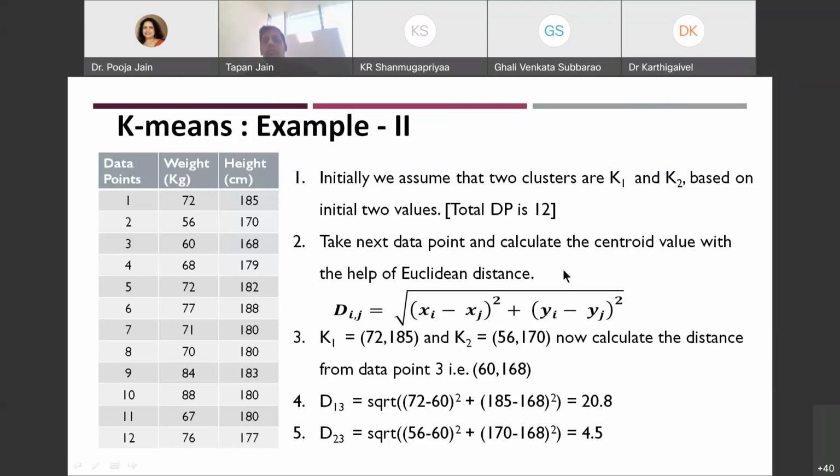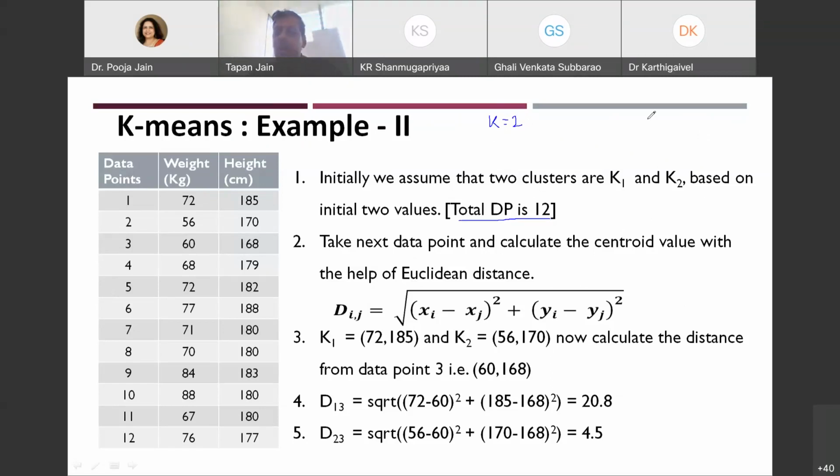Thank you. So now we want to divide this into 2 parts or 3 parts or 4 parts. So we have total 12 data points, right? And then we start the process. Number 1 is we have 12 data points. We need to predefine the value of k, so in this case, we already defined k is equal to 2.